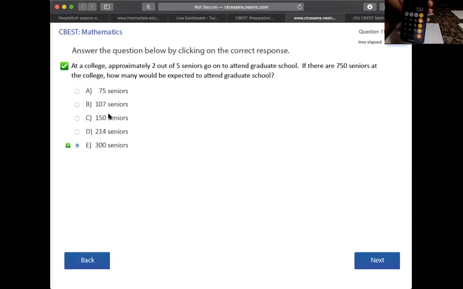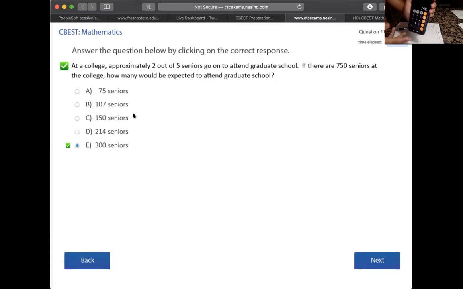Now it comes out, it's one of your answers right here, but we don't want 150 because that's only about 20% of what it's asking, okay? So 2 out of 5 is 40 percent wise. But 750 divided by 5 is 150, we can multiply it by 5 again, and it's 750.